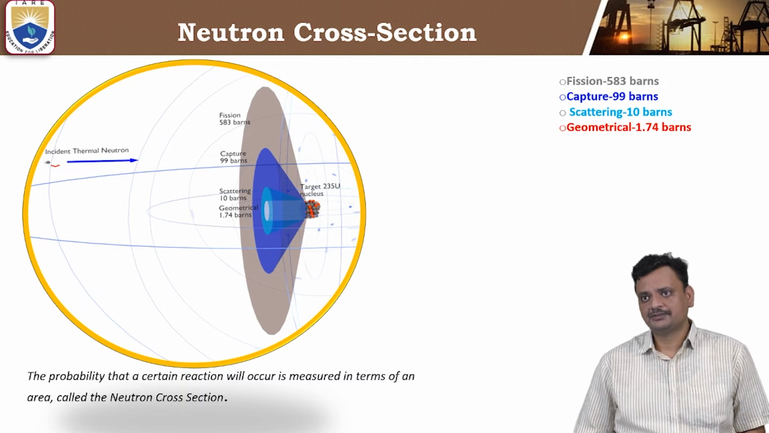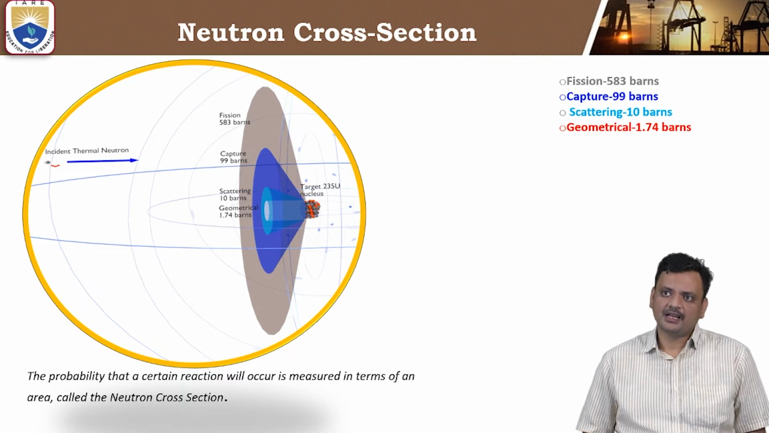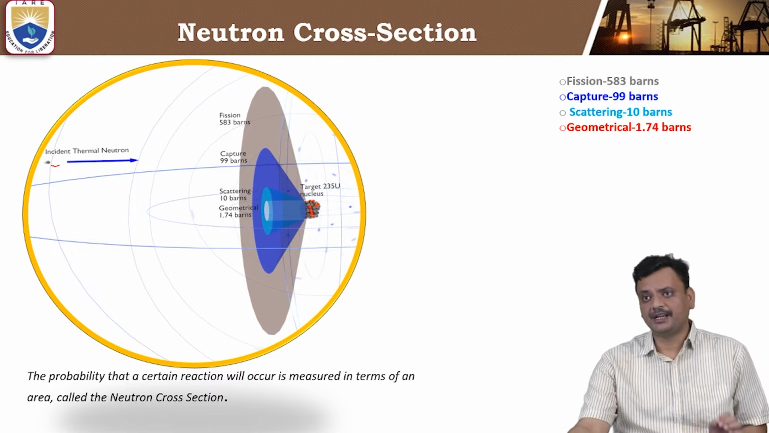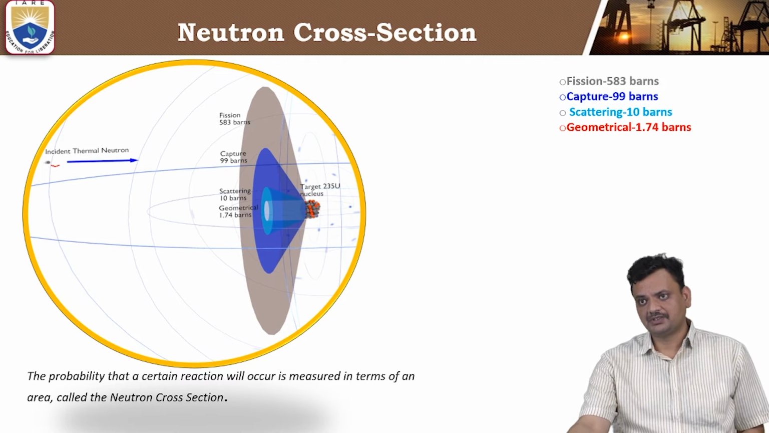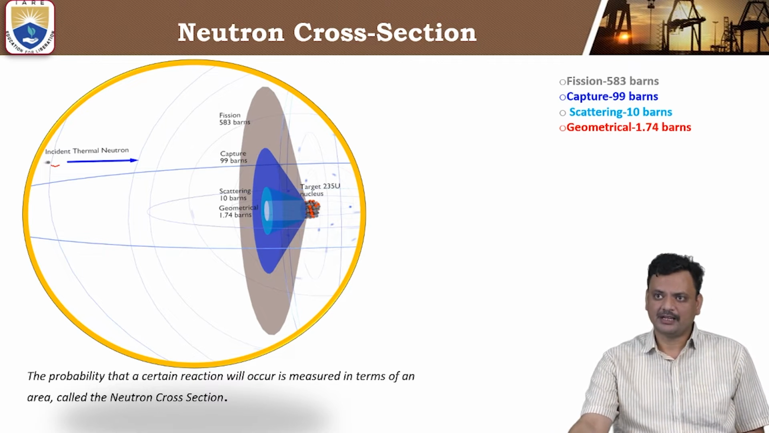So see, the fission area is around 583 barns. The capture region is around 99 barns. The scattering region is around 10 barns. And the geometrical region is around 1.74 barns.